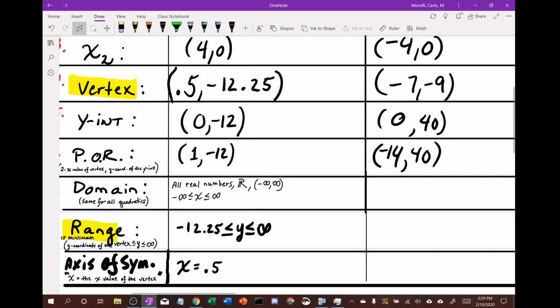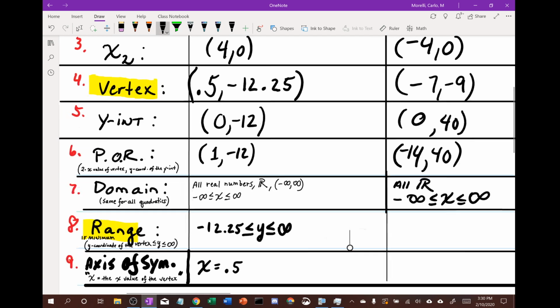All right, domain's the same. What can we say? All real numbers, okay? I'll put all reals, and I'll also write it the way it's going to be on the STAR test, which is negative infinity less than or equal to x less than or equal to infinity.